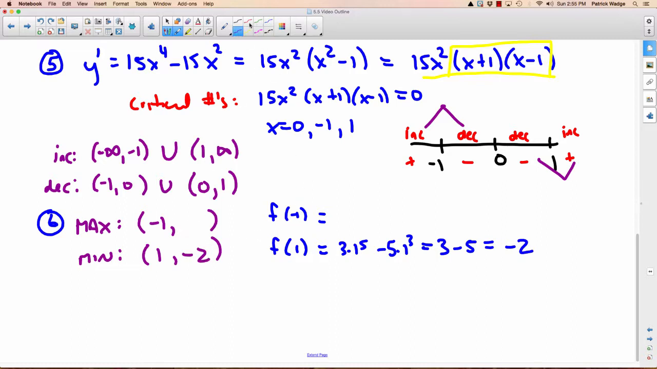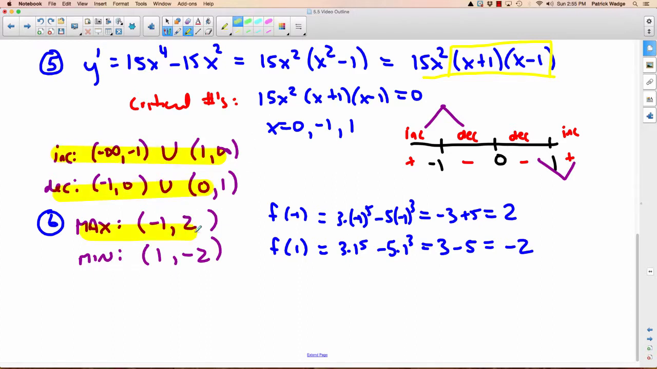And the other point, if we put negative 1 in there, you get 3 times negative 1 to the 5th minus 5 times negative 1 cubed. Negative 1 to the 5th is negative 1 times 3 is negative 3. Negative 1 cubed is negative 1 times negative 5 is plus 5. So you get 2. So negative 1, 2 is your maximum. So lots of important information here.